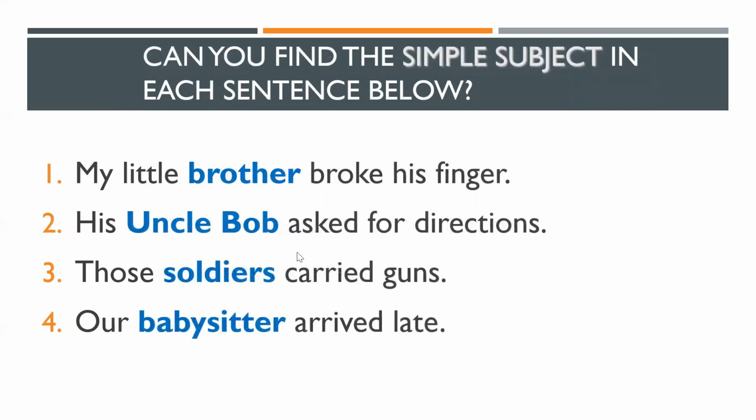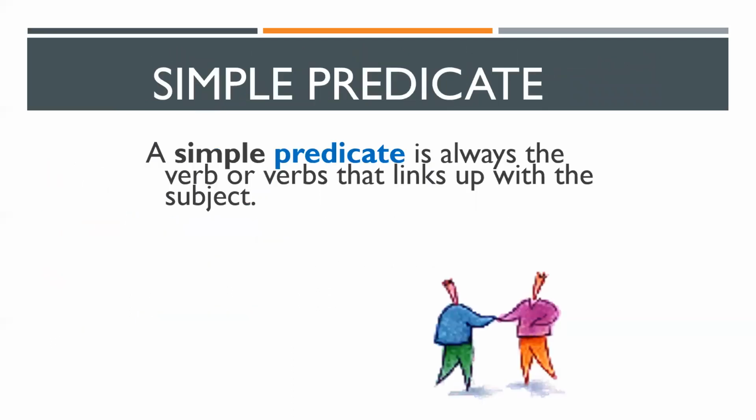Next one, we can have also the simple predicate. It will be the main verb that is in the sentence. For example, I will ask a question. So the subject is I and then the predicate is will ask. So you have will and ask. From these two words, which one is the main verb, will or ask?